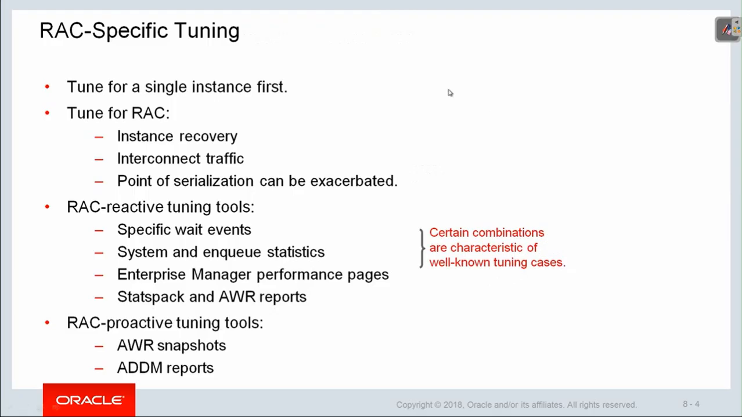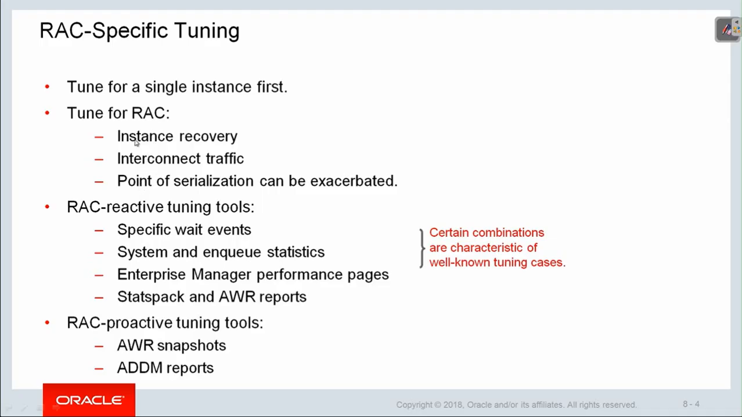RAC-specific tuning area. The rule of thumb is, in a RAC environment, if you observe a performance issue, go with a single instance first. Because in many cases, the problem is a localized problem. So if there is a performance issue, take a look at a single instance, and then find out the problem and tune. Now, even after you tune a single instance, if a problem still remains, then you may want to get into the RAC-specific area. And here are the RAC-specific tuning opportunities.